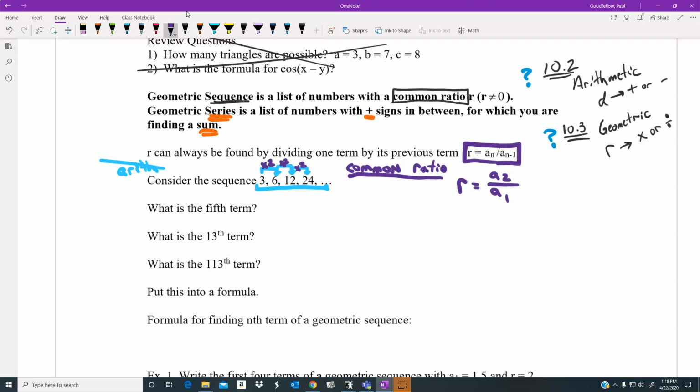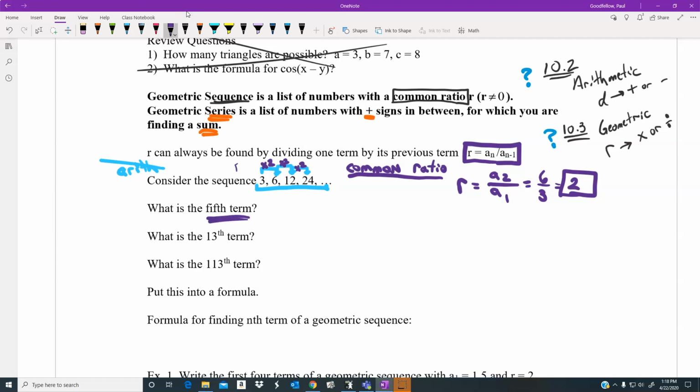You could do 3 divided by 2 or 4 divided by 3, whichever term you want inside the sequence, but it's got to be 2 successive terms, the one further down the line divided by the one previous. And in this particular case, it would be 6 divided by 3, and you can see that the common ratio is 2. Now, this common ratio is just as important as the common difference was to arithmetic. So you can use that common ratio to help you find terms that are down the sequence.